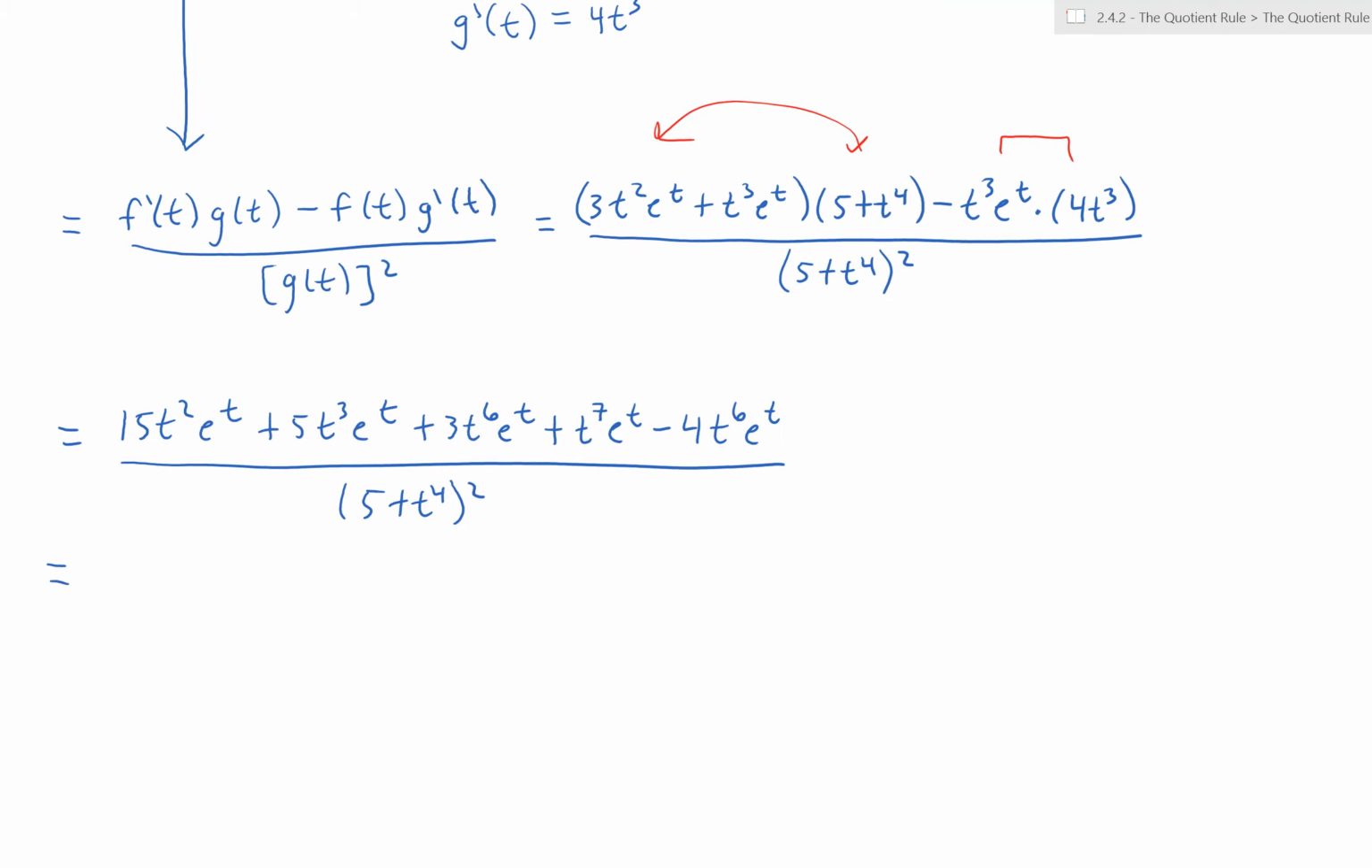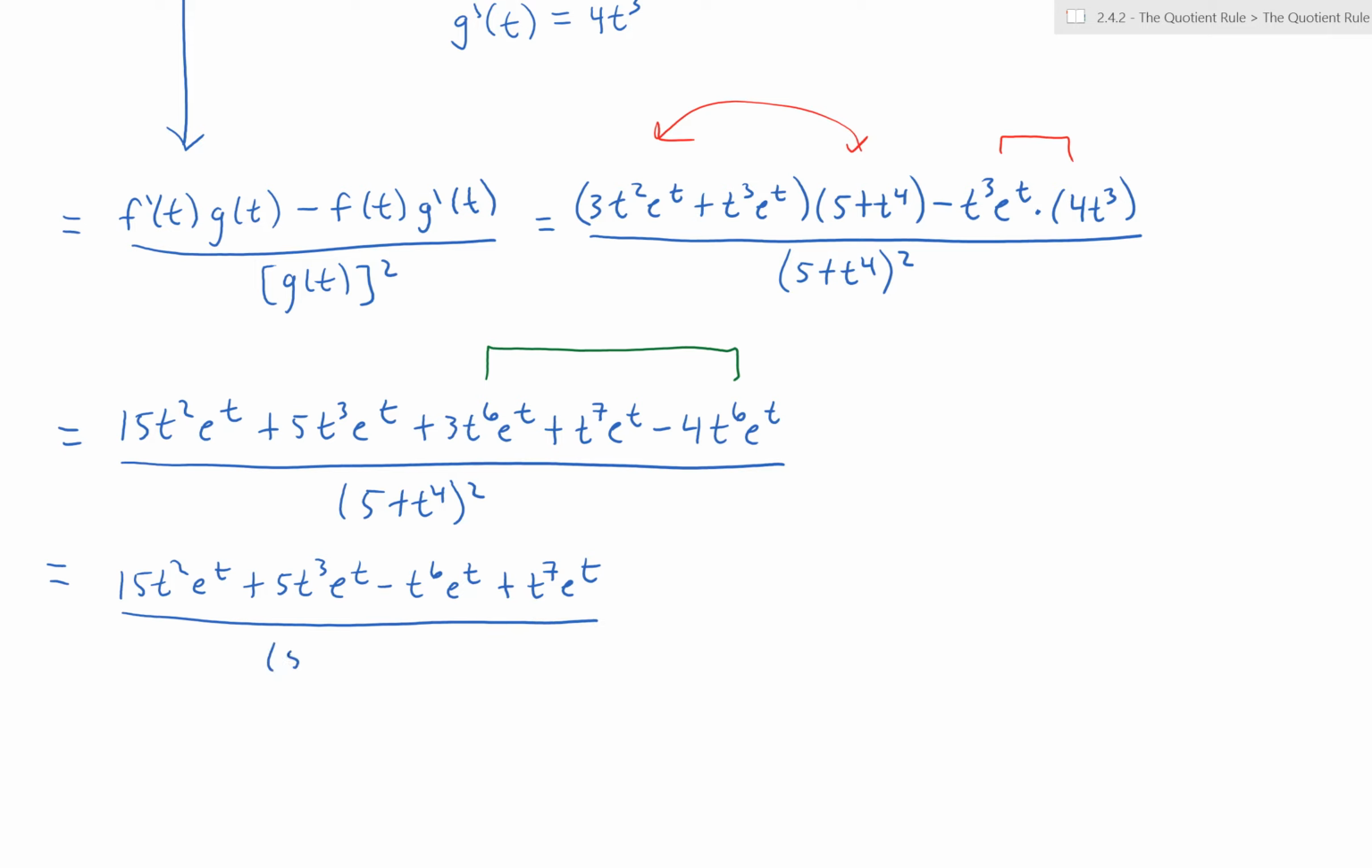So are there like terms in the numerator? That was the whole point of doing this. There is. There's these right here, t to the sixth e to the t terms. So if I just combine those, what do I get? 15t squared e to the t plus 5t cubed e to the t, and then minus a t to the sixth e to the t, right? 3t to the sixth e to the t minus 4t to the sixth e to the t gives us that. And then plus a t to the seventh e to the t, all of that divided by 5 plus t to the fourth squared.